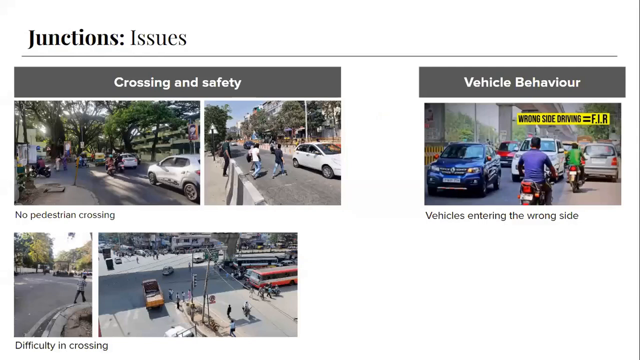These are just some images, of course, in terms of no pedestrian crossing. There is a break in this main road, but still there's no pedestrian crossing. There's difficulty in crossing because these are massively wide junctions. Traffic is coming from all different directions, so it is extremely challenging to cross. Then vehicles entering the wrong side. I know we have a lot of roads in Bangalore that face this challenge because of our one-ways also.